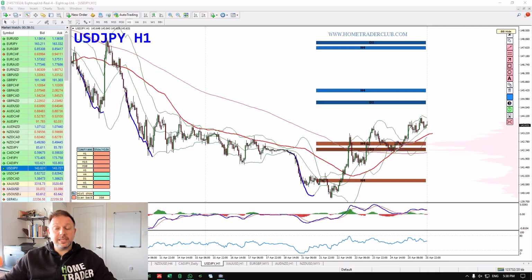So for me, this is the trading plan on the dollar yen. What do you think about this one? Let me know in the comments.